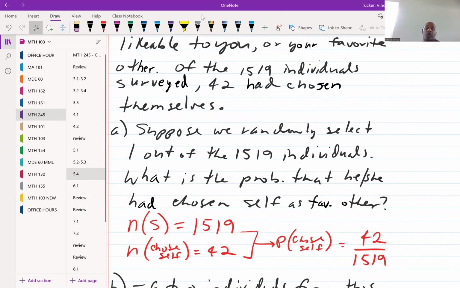So we know altogether we have 1,519 people. Out of that 1,519 people, 42 chose self. So the probability of picking someone who chose themselves as their favorite other is 42 over the 1,519. So that's just basic or foundational probability, number of your event over the number of your sample space.